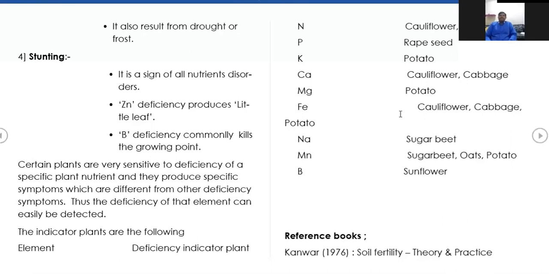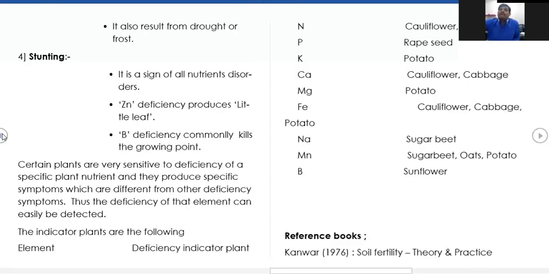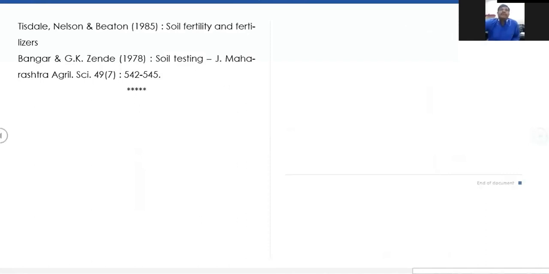For this, I have collected some references from reference books, listed below: Soil Fertility Theory and Practice by Kanwar, Soil Fertility and Fertilizers by Tisdale and Nelson, and Soil Testing by Bangar and G.K. Zende in the Journal of Maharashtra Agricultural Sciences. So these are some references for fertility evaluation. Thank you.